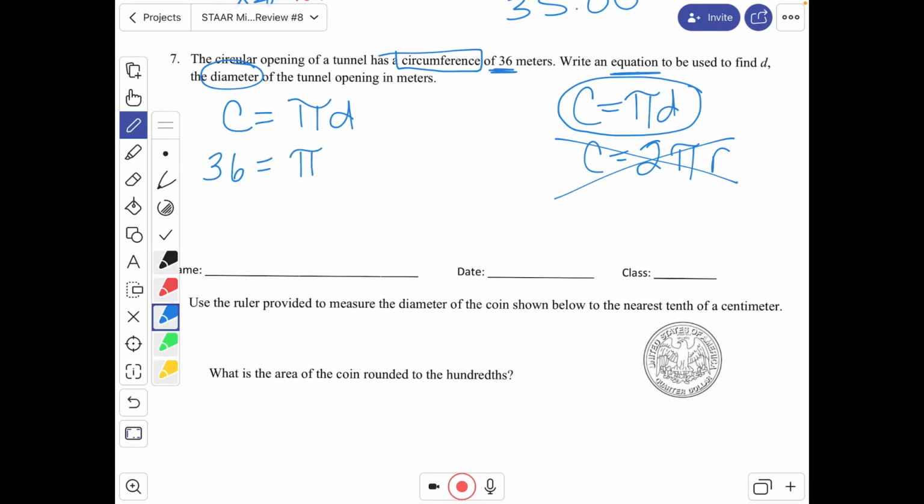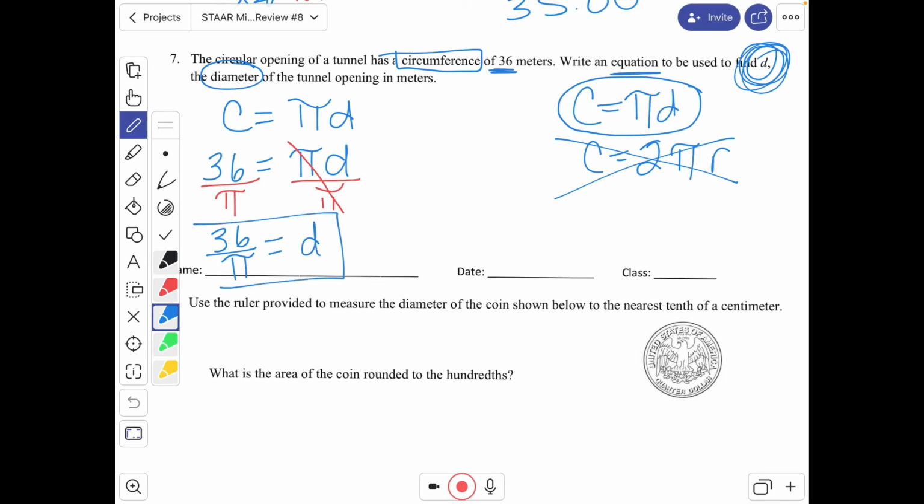And I don't know either one of those. If they're wanting us to write an equation to find D, then I need to get D by himself. The way to get D by himself would be to get rid of the pi. To get rid of pi, we're going to divide, because the opposite of multiplying would be dividing. And when I do that, then the pi's cancel. And so on this left side, we have 36 over pi equals diameter. That's the equation they're looking for.